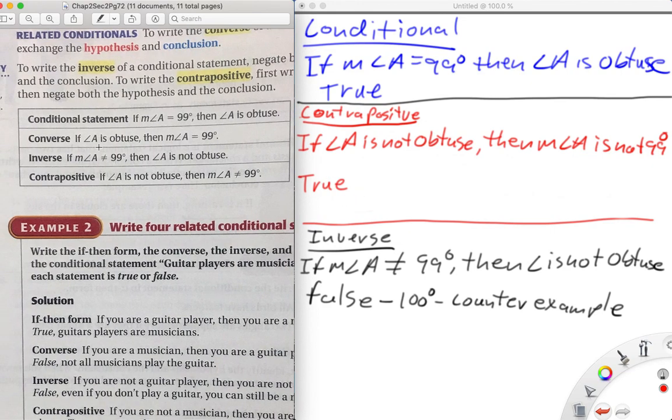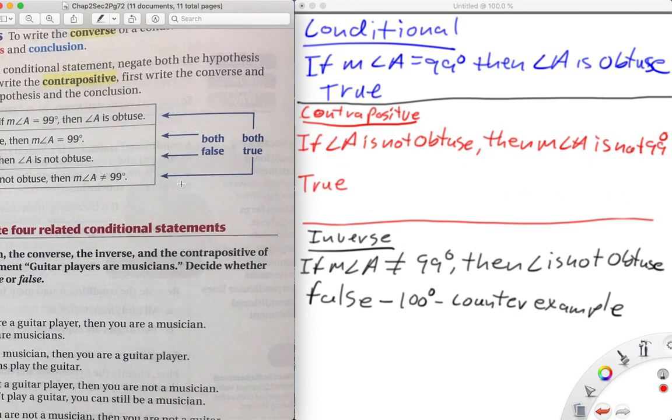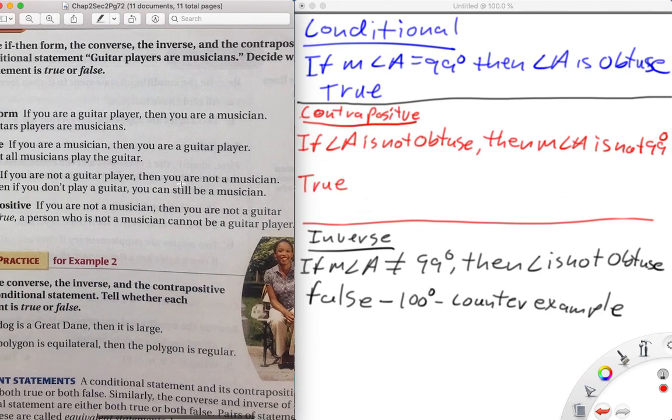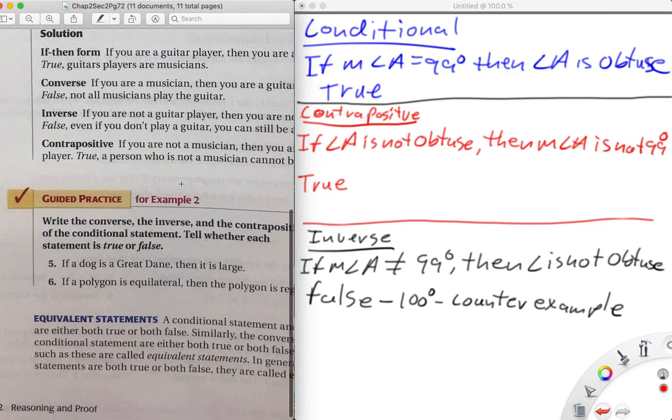By the way, when you do converse and inverse, we're going to get to that in a second. They don't always have to be false. So there's going to be scenarios where they're all true, and then that's a unique situation.